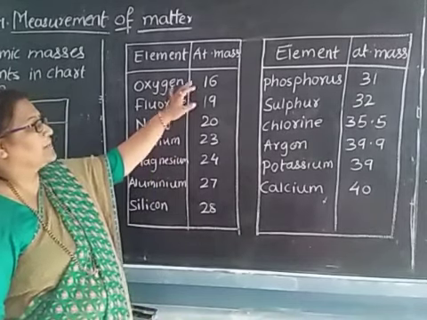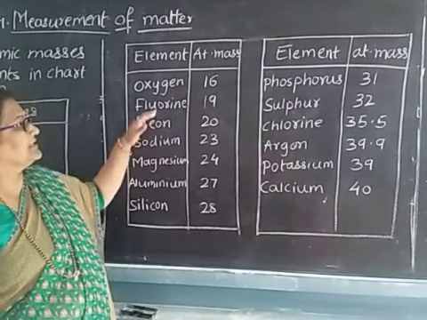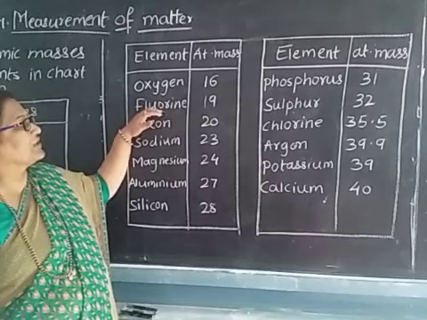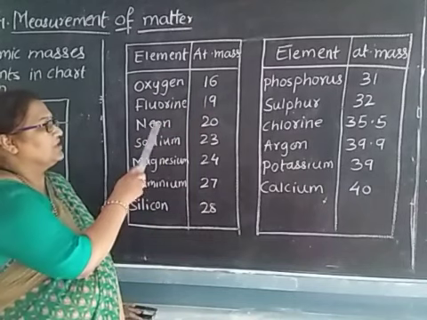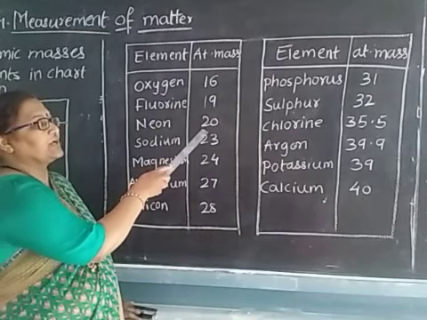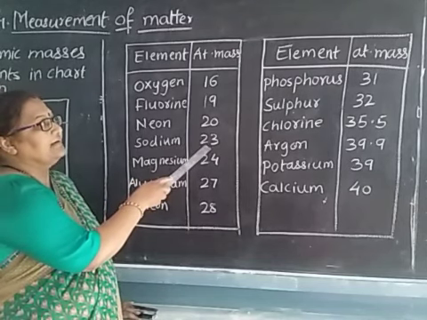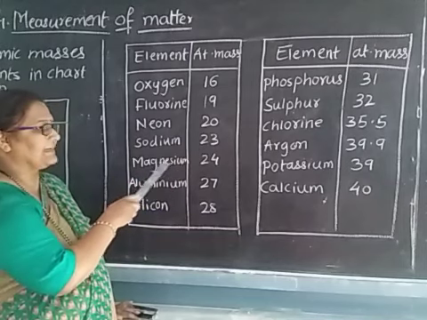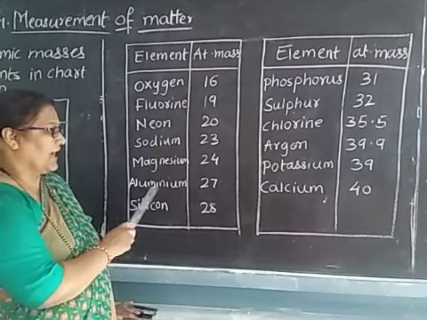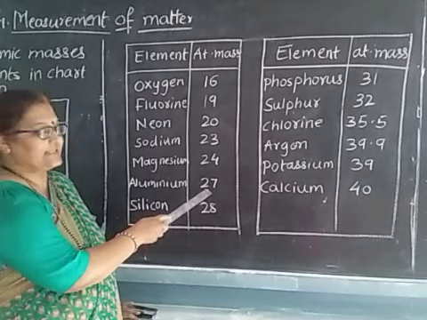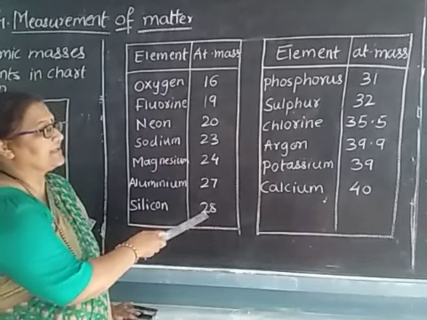Oxygen, the formula is O and atomic mass is 16. Then fluorine, the symbol is F and atomic mass is 19. Neon, Ne, atomic mass 20. Sodium, Na, atomic mass 23. Magnesium, Mg, atomic mass 24. Aluminium, Al, atomic mass 27. Silicon, Si, atomic mass 28.